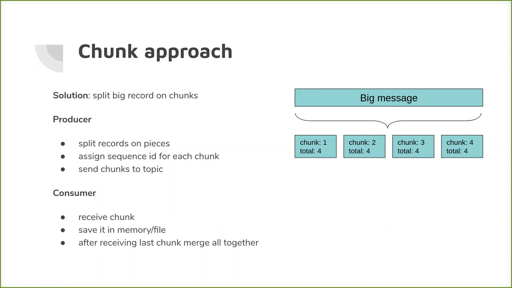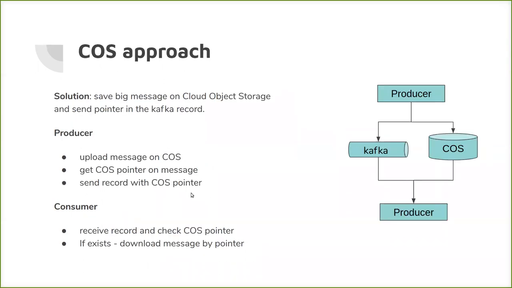So this approach is really good, but has its own minus. So let's go further to our next approach, the COS approach. COS actually stands for Cloud Object Storage. The approach is the following. When we want to transfer some big, huge file, we are not sending it through Kafka. We are storing it in the cloud storage, and we are putting into the Kafka record only a link or pointer to the file uploaded on the cloud object storage.